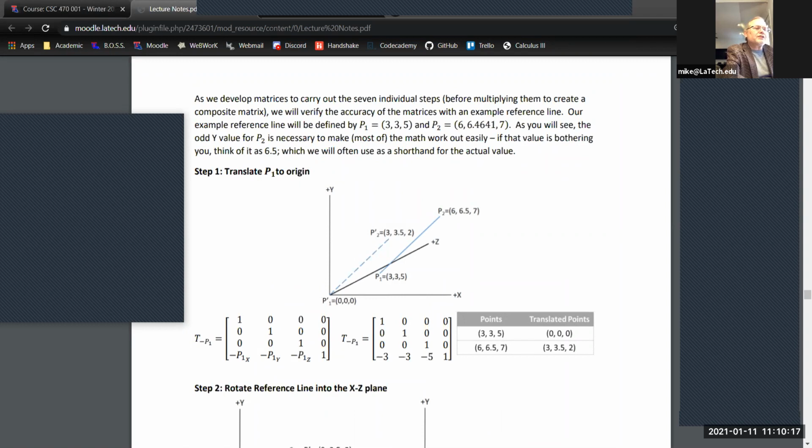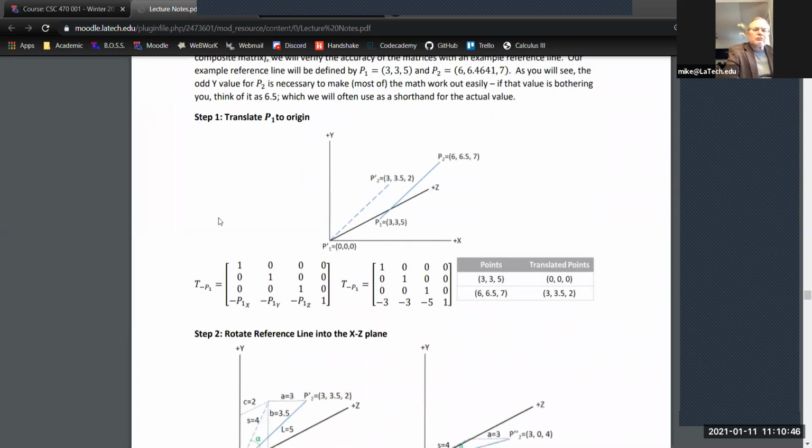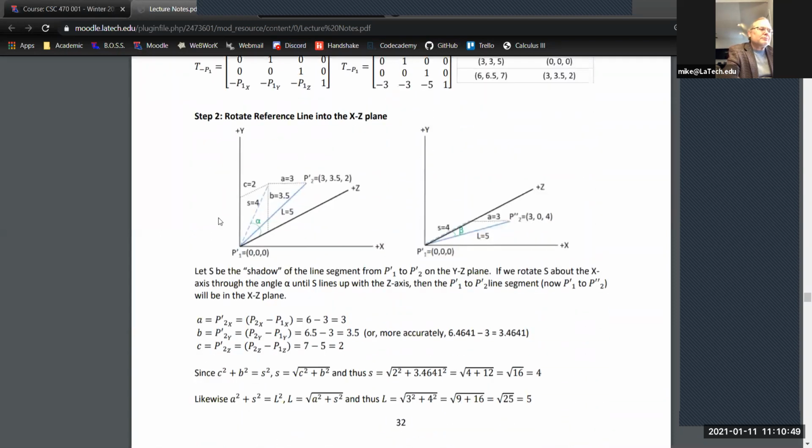So if you want to move P1 to the origin, well, along the bottom row, it's -3, -3, -5. And if you do that, and then you multiply your points, if you multiply 3,3,5 times that matrix, you get 0, 0, 0. And if you multiply 6,5,7, you get 3,5,2. And you can see that over in the little table off to the right. So that's step 1. Okay, so scroll down just a little bit more and we can look at step 2.